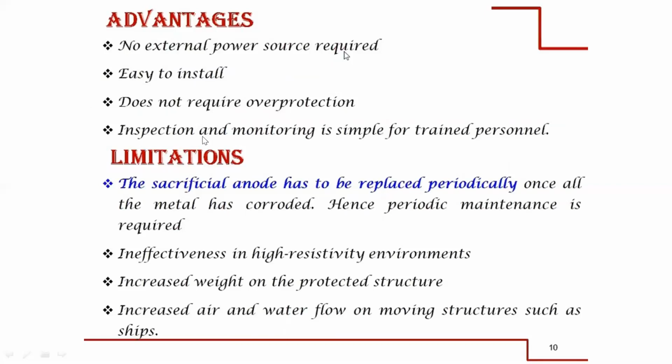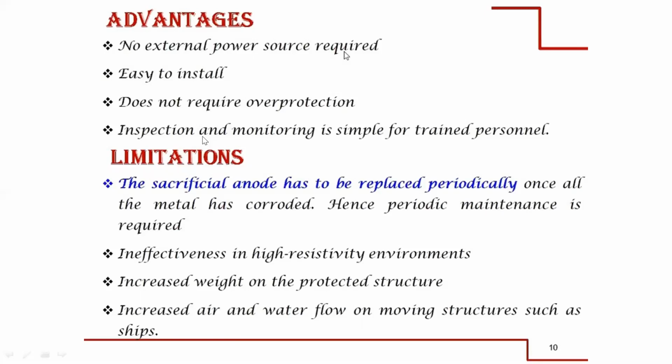First we will see: no external power source is required. Since we are using two metals connected through an external wire, there is no power supply. A power supply is not required, but the one condition is that both anode and cathode should be physically in contact with each other. It is also very easy to install. It does not require overprotection, since we are not using a power source. Inspection and monitoring is simple for a trained person.